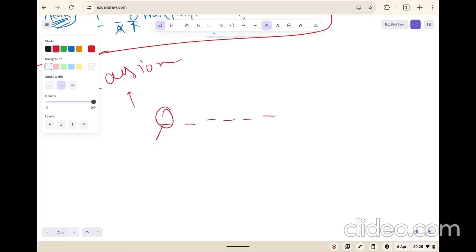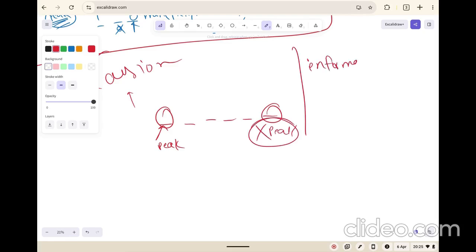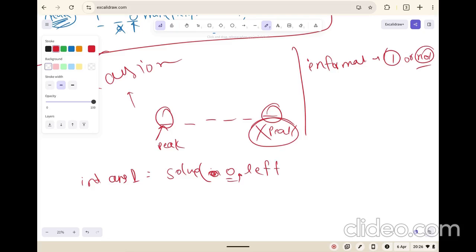Let's say what I was talking about: if you make this element a peak, then you can't make this element a peak. So you need to have the information whether we started with 1 or not. This information should be with you. So what we can do is simply call this function twice. So the solve function, we will be starting from 0. Let's call it int answer 1. So answer 1 stores, we will be starting from 0, with k elements left.